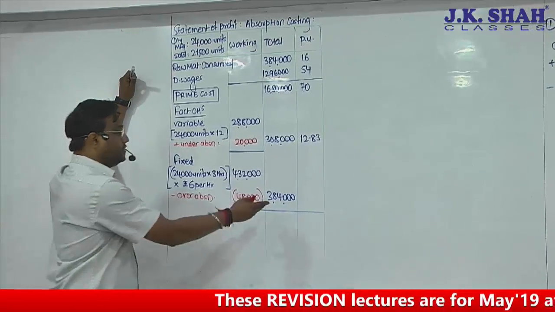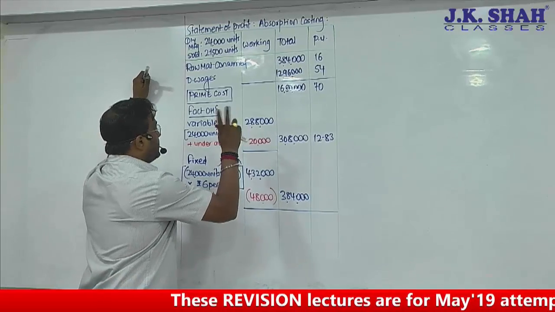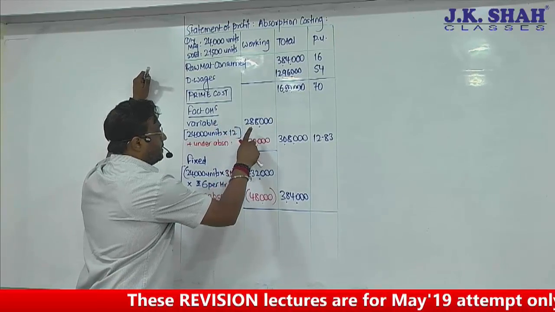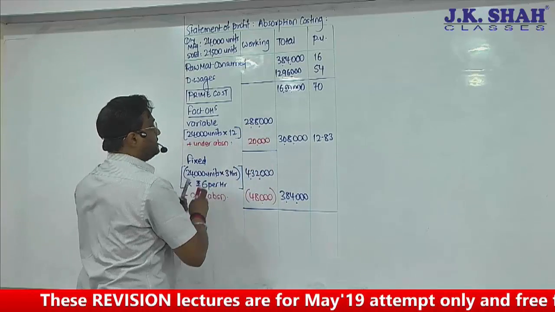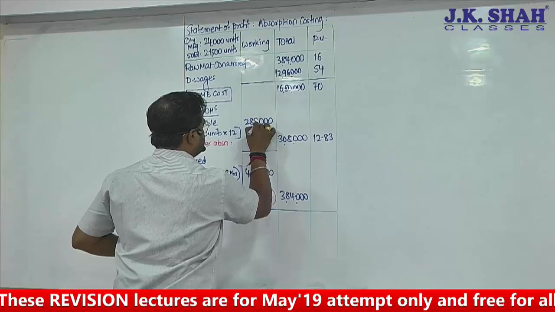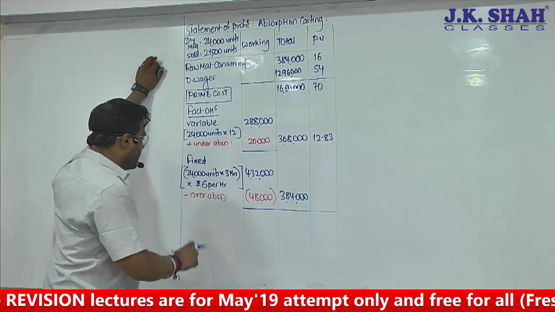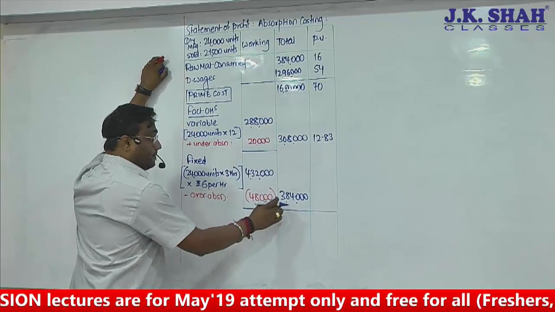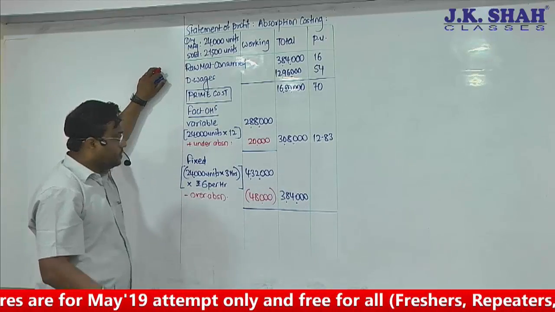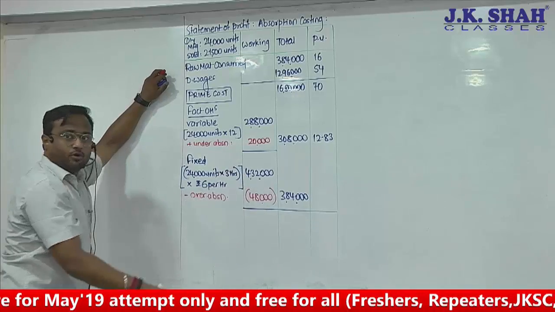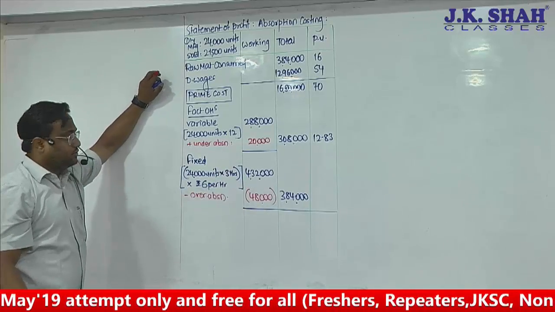We have shown that calculation also. In case of variable, my actual was more. That means budgeted was less. So I absorbed less. I recovered less. In case of fixed, my actual is less by 48,000. That means that I have absorbed more. So it's a case of over absorption.